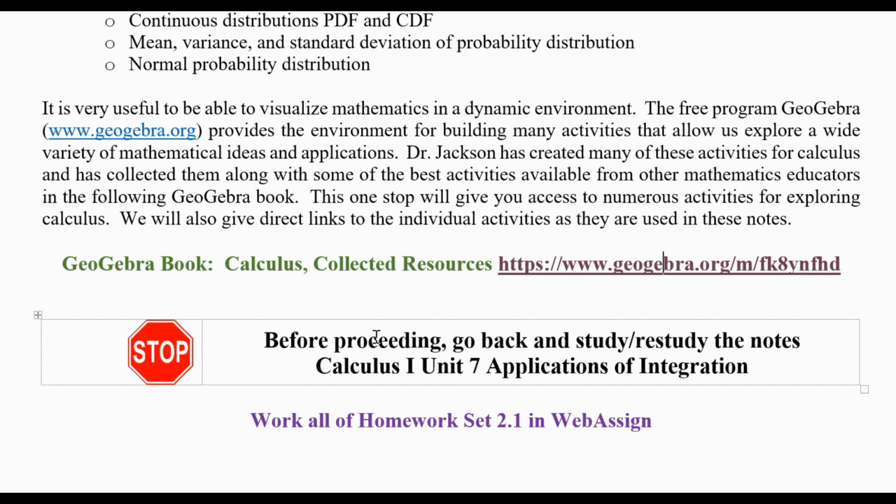So please do that now, and we'll come back in our next video and start looking at some of these different ways of applying integrals beyond or in addition to the ways that we looked at it in Calculus 1.